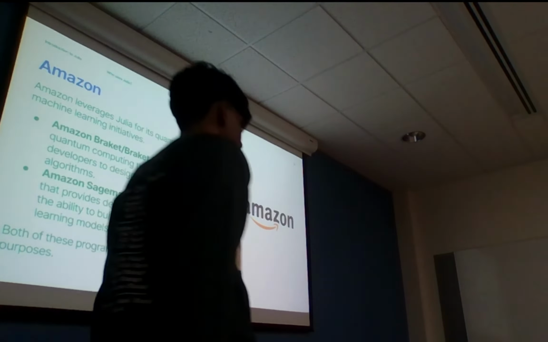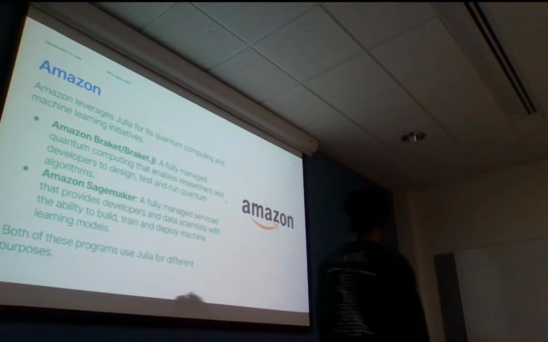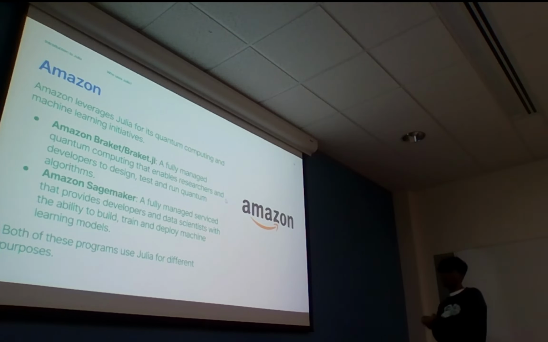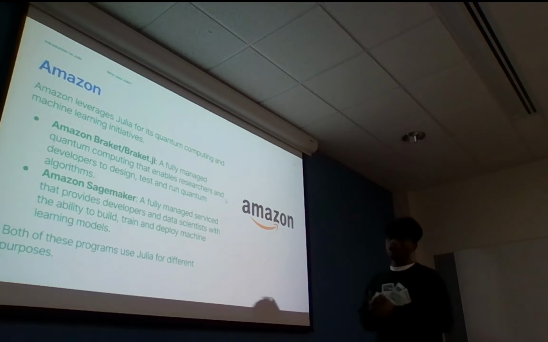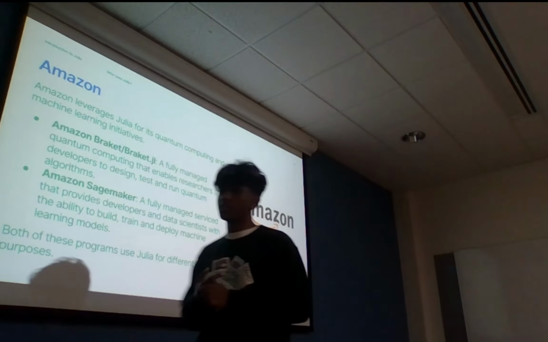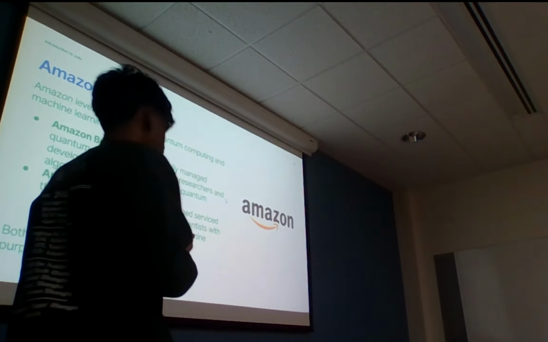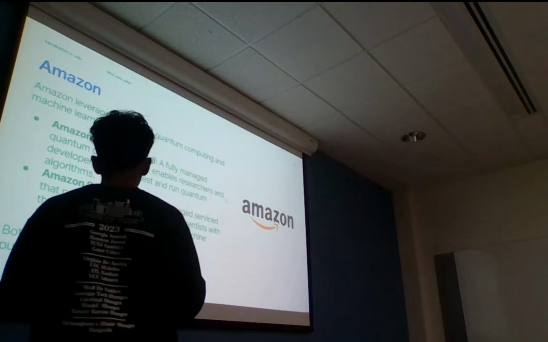So Amazon, this is what I wanted to go into more. Amazon leverages Julia for its quantum computing initiatives and machine learning. I also talked about this before. Julia is used for machine learning, and for quantum computing, it's very fast. So quantum computing does go into that.